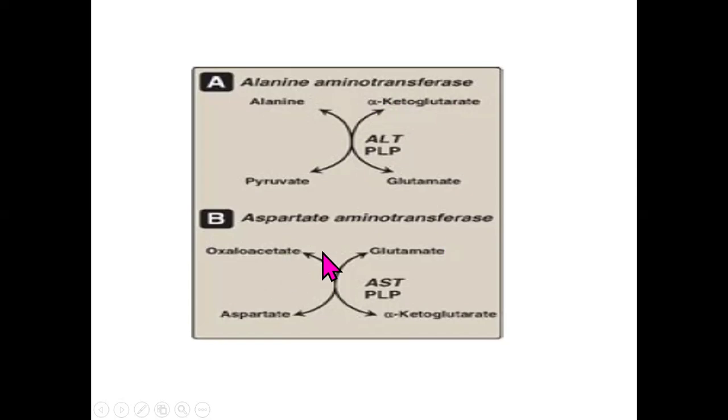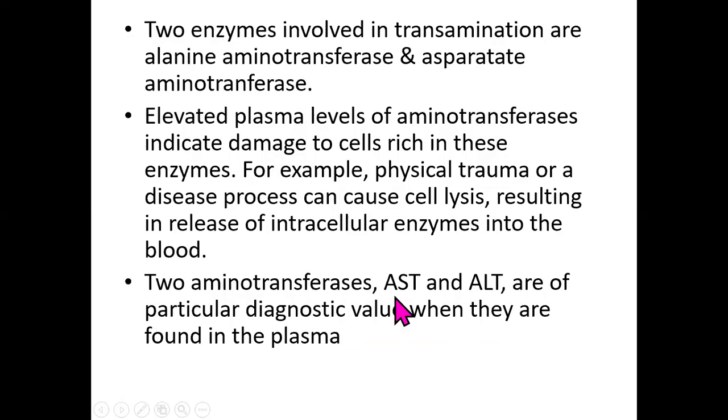Now for aspartate aminotransferase, aspartate provides the amino group, while alpha ketoglutarate accepts the amino group to form glutamate, and aspartate is converted to the corresponding alpha keto acid, which is oxaloacetate. The enzyme here is aspartate aminotransferase, or AST, and the requirement is PLP, pyridoxal phosphate, as the cofactor. So two enzymes are involved in transamination, alanine aminotransferase and aspartate aminotransferase.